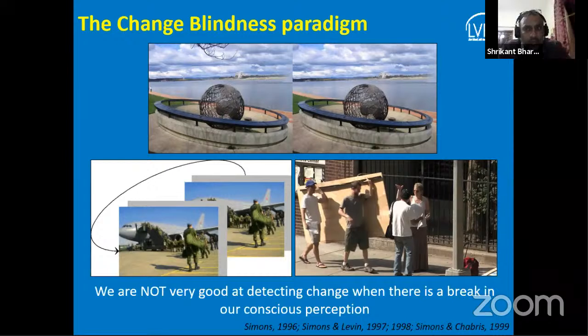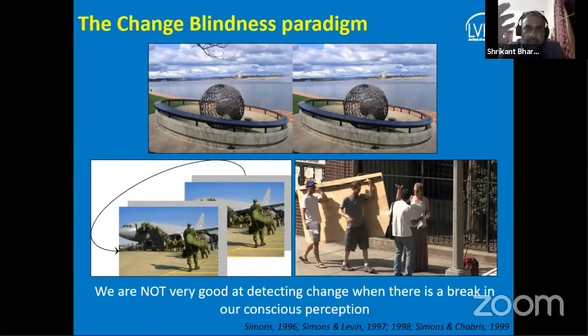So what is common in all of this is we are not very good at detecting change when there is a break in our conscious perception. The break in our conscious perception in this scene was with these guys walking between them with the board. In this, it was because there was a flash that did not contain any scene. And in this paradigm, it is because of the eye movements that you make from one scene to the other. In all three, what is a very continuous perception in front of us, when that gets broken, you lose track of what you are looking at.